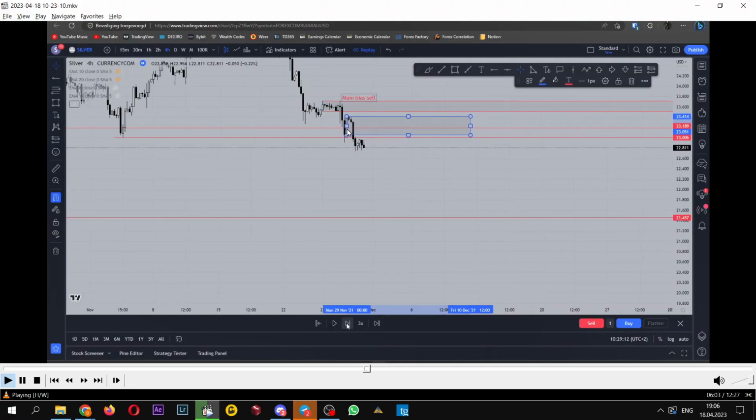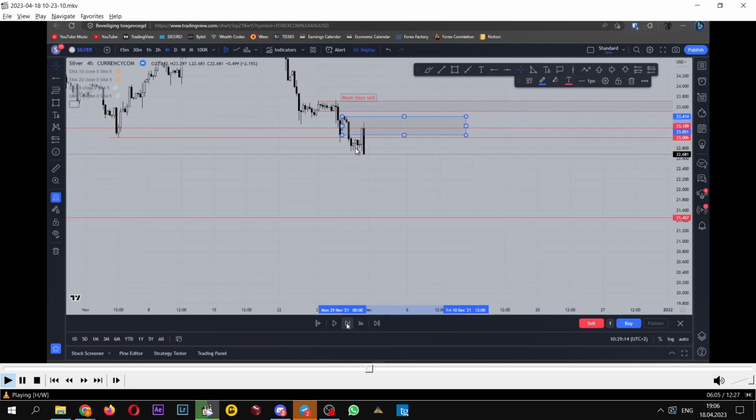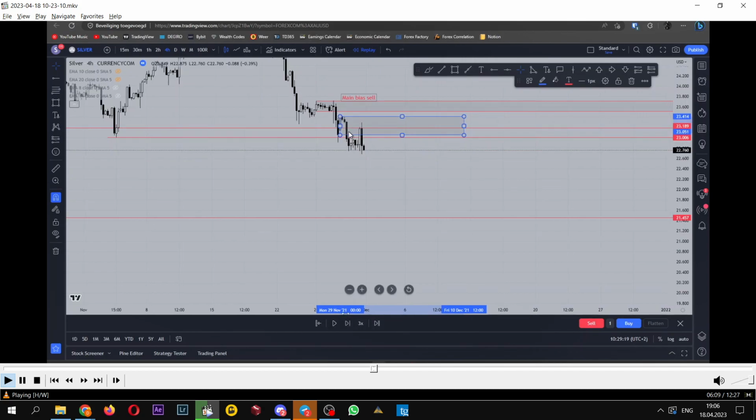Yes, this zone is much cleaner. The break is not the best, but if you are looking for this zone or refinement, this should be an entry already for you.